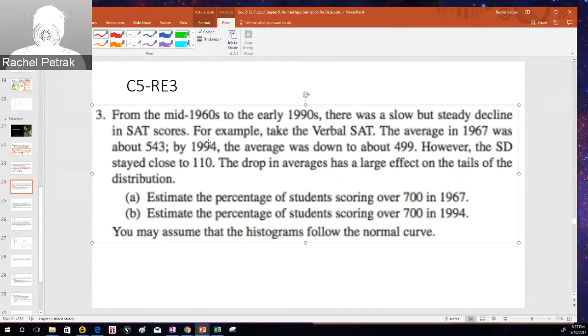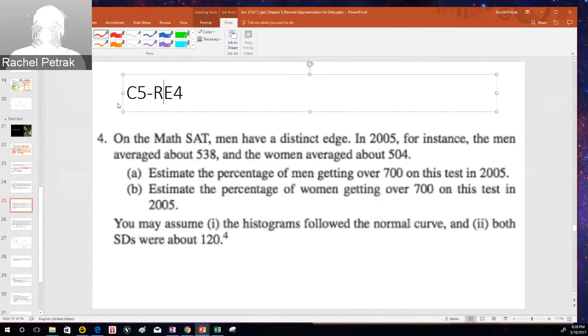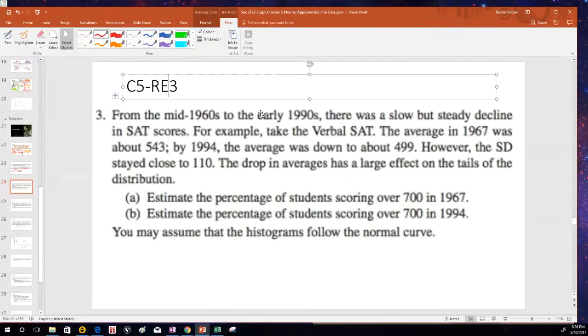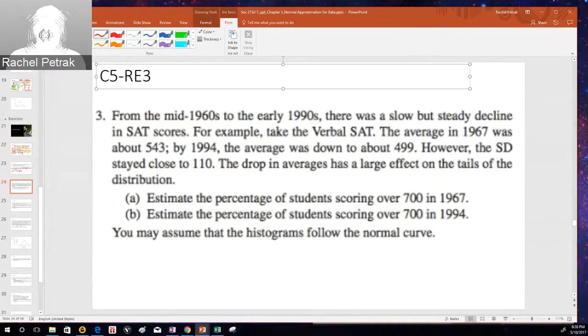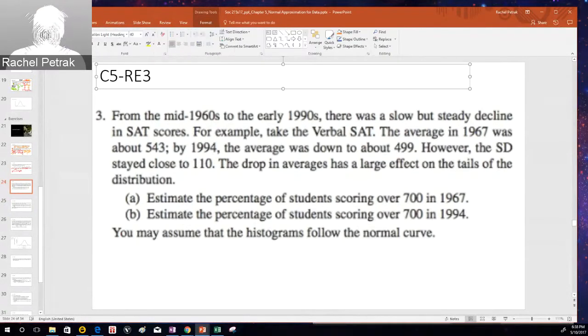Okay, well, to do this, we're going to have to convert these to z-scores, and I'm going to have a bit of math here, so I'll make us some extra space.